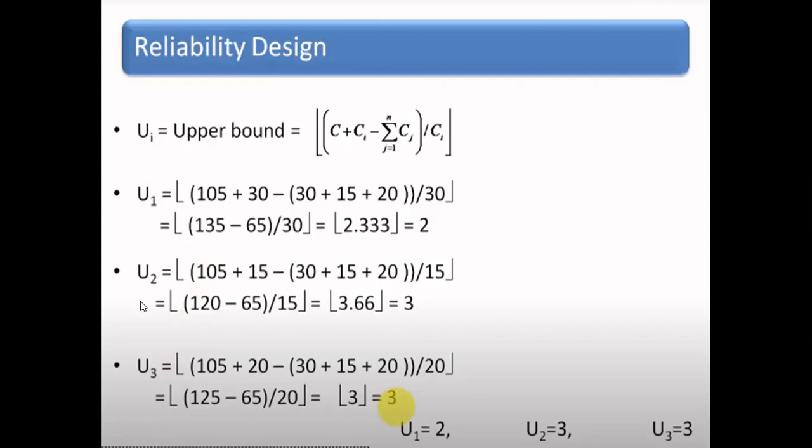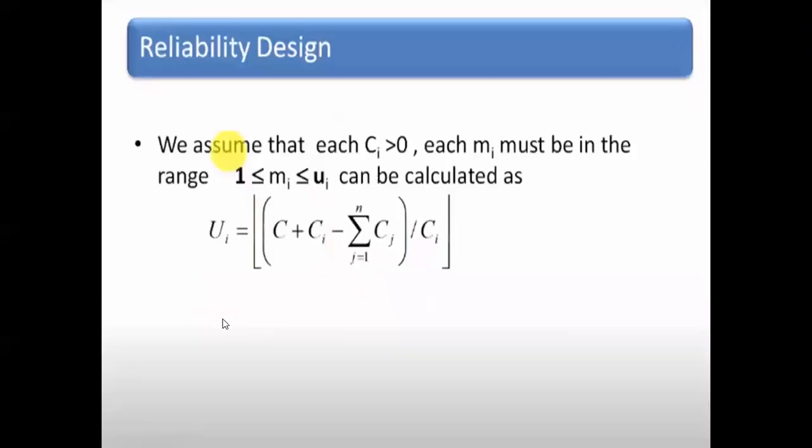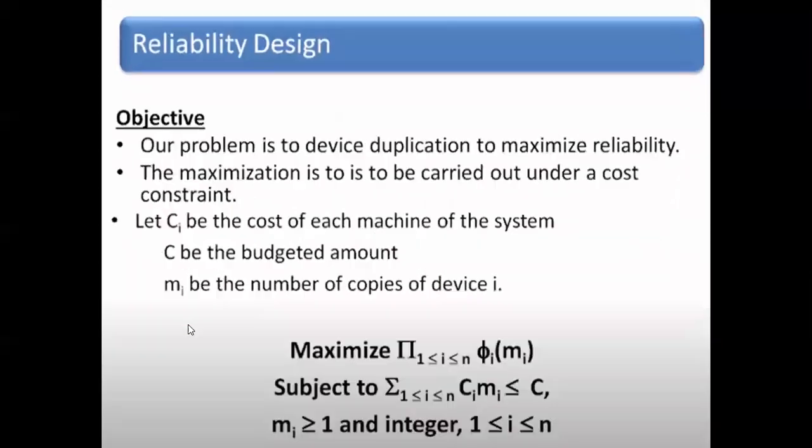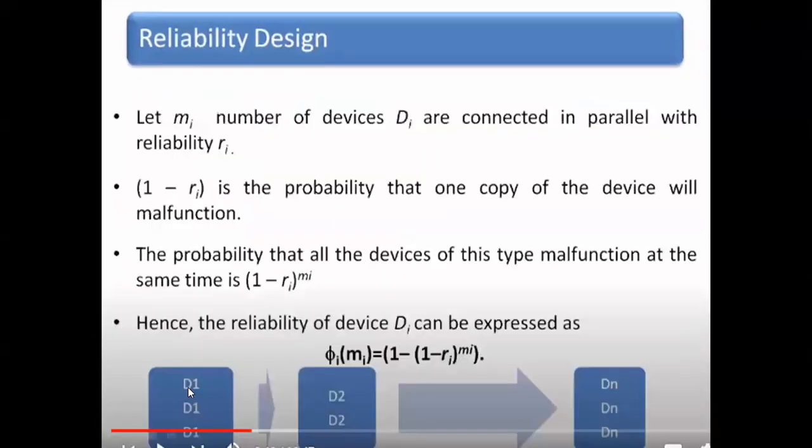U1 means the upper bound of the first device D1, and U2 means the upper bound of the second device D2. D2 is the number of devices used in the second stage, and U3 is the number of devices connected in the third stage. So we have the first stage, second stage, and third stage. The maximum number of D1 devices is 2, the maximum number of D2 devices used is 3, and the maximum number of D3 devices used is 3.